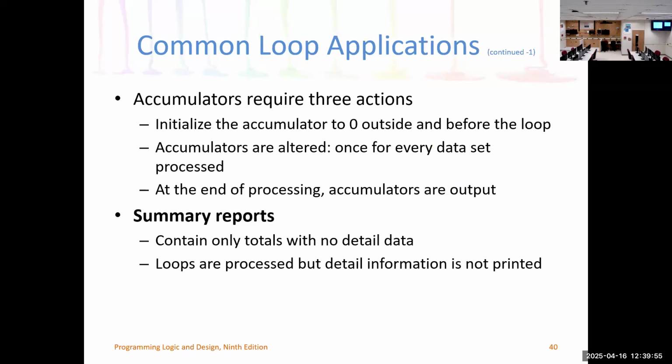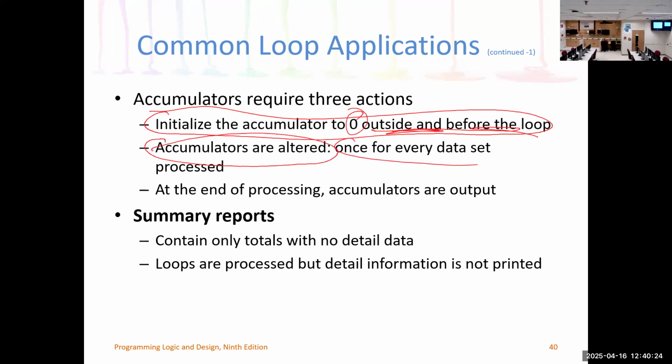If you work with an accumulator, there are three actions you have to remember. You only have to initialize the accumulator to 0 outside and before the loop. For sure, you only need to do it once, before and outside the loop. If you put it inside the loop, it resets to 0 again. Okay, that's the first step. And the accumulator is changed once for every data set processed. At the end of the process, the accumulator is the output.